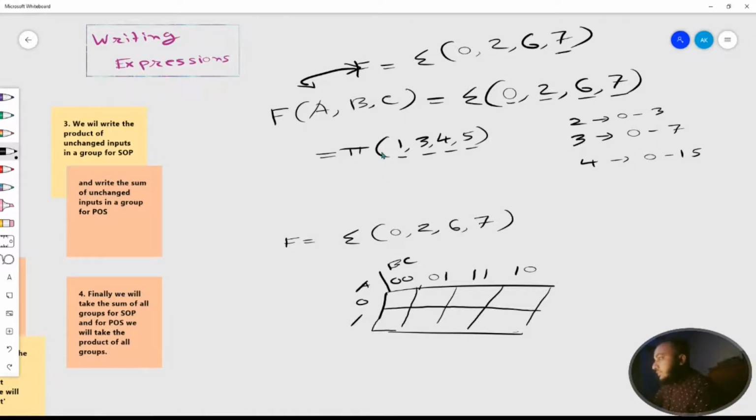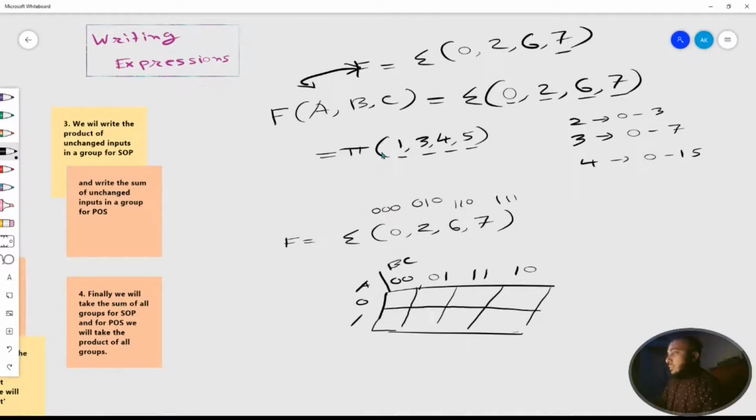Okay, now let's put the ones according to the equation. This 0 means in binary form we can write 0 0 0. 2 means 0 1 0. 6 means 1 1 0. 7 means 1 1 1.